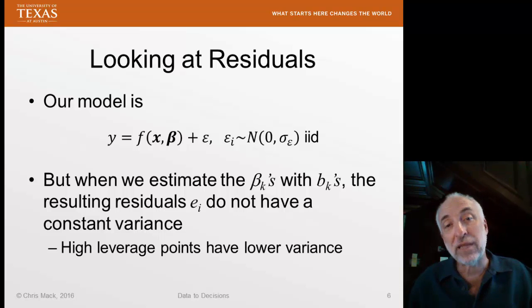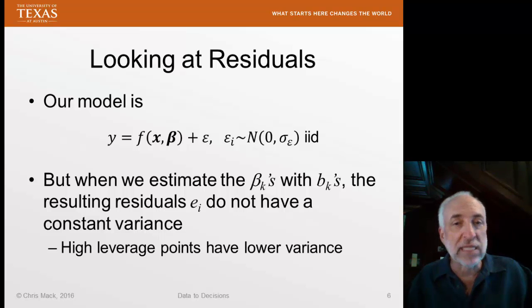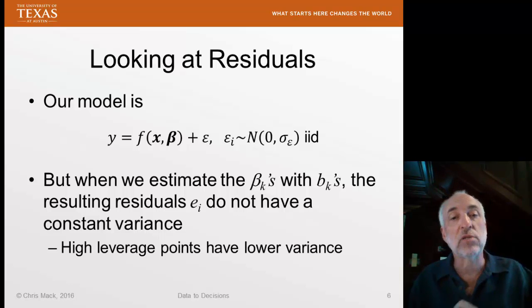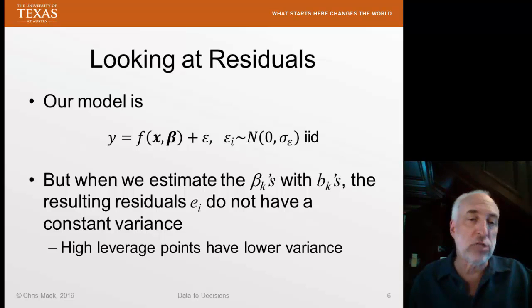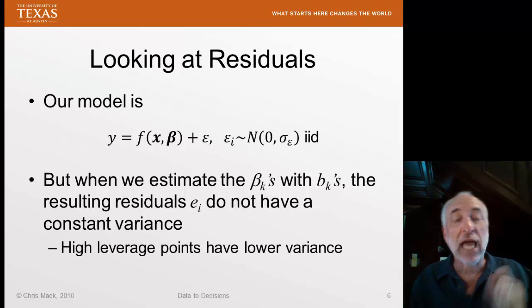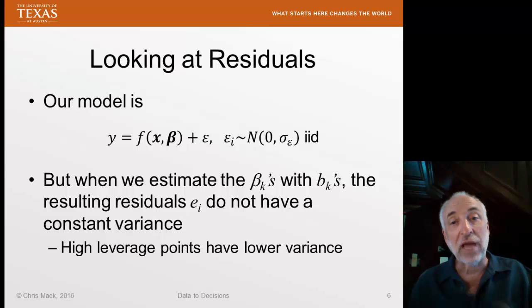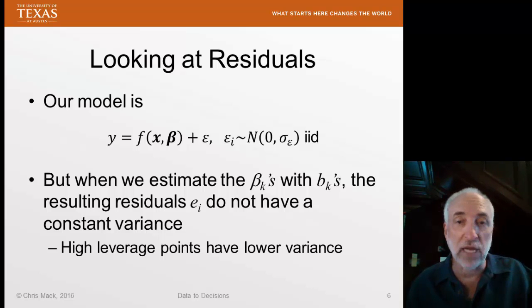But when we fit a sample data set to this model, we replace the betas with estimates of the betas. We'll call them B's, B_k. The resulting residuals do not have constant variance. And the reason is leverage. Points with high leverage have lower variance. That makes things a lot more complicated when thinking about how to test our residuals, because they won't have constant variance.